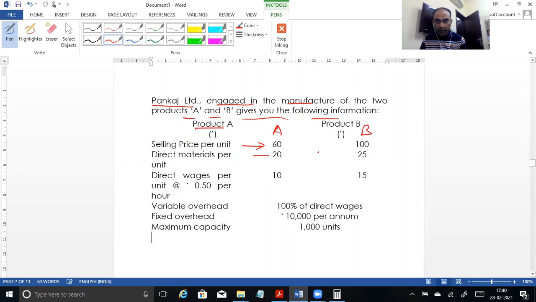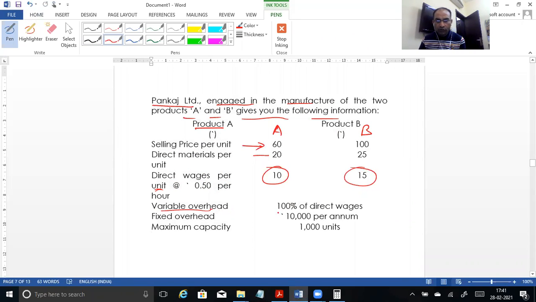Direct material is 20, 25. Direct wages per unit at the rate of 0.50 per hour, so that is 10 rupees per unit. So direct wages, we have to take per unit only. Whether they are giving 50 per whatever, it doesn't matter. So here per unit is 10, here it is 15.